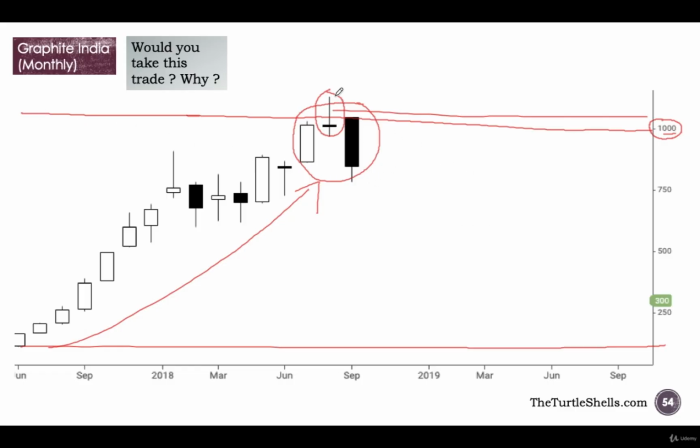So this is an aggressive trade. It's a high risk trade. It's a low probability trade because you never know. The price has gone up so much. It might continue going up. Okay.